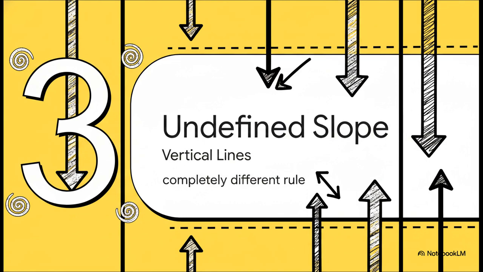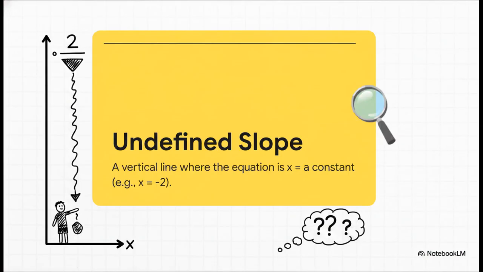Which brings us to section 3, undefined slope and vertical lines. Now, in stark contrast, an undefined slope shoots straight up and down. It is eternally locked to a single x value. Imagine you're standing at an x value of -2, and you just drop a rock straight down a cliff. It doesn't move left, it doesn't move right, it is purely vertical. And because you can't run sideways at all on this line, trying to calculate the standard rise over run would mean you're dividing by 0. And since we can't divide by 0 in math, we call this line undefined.